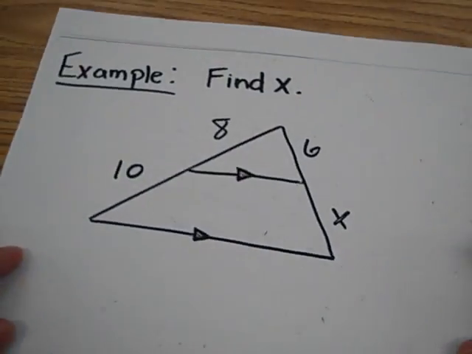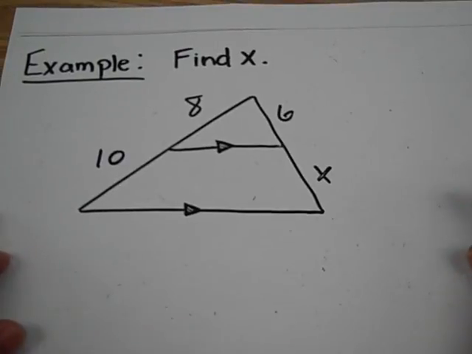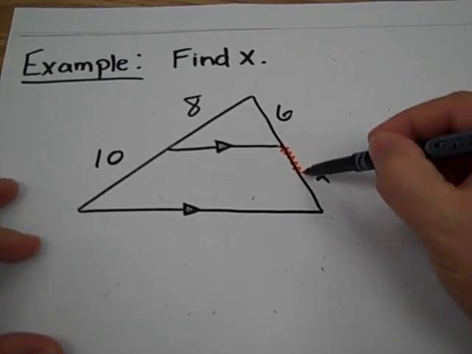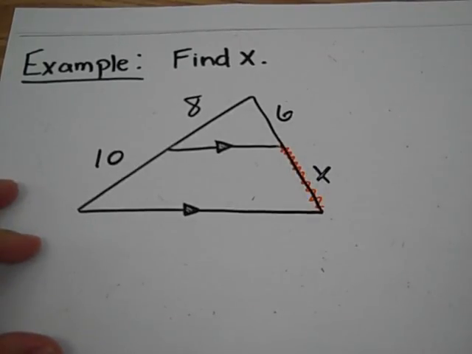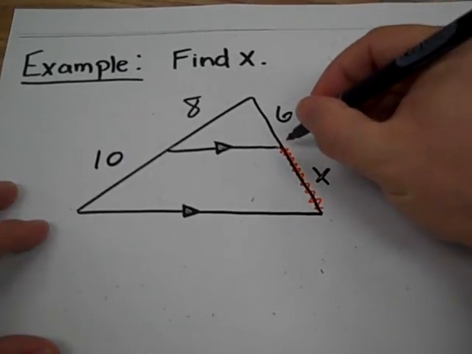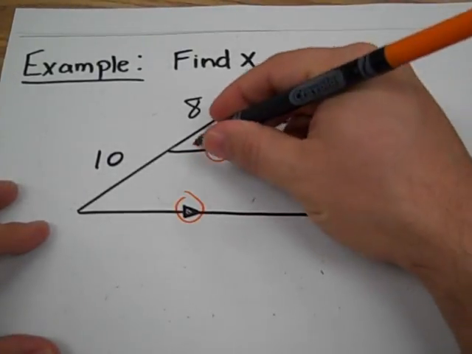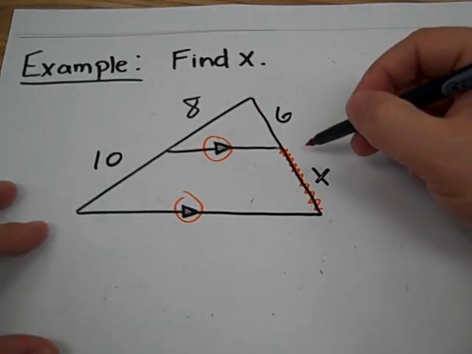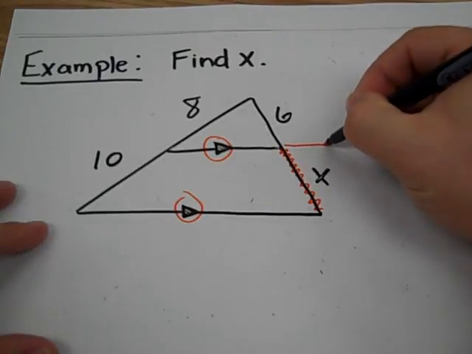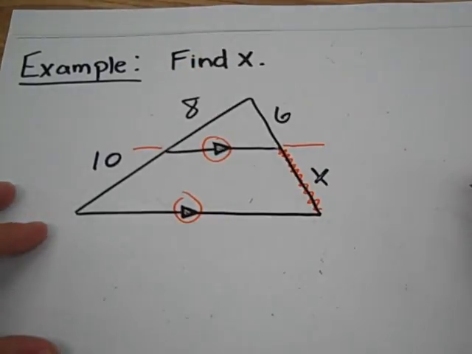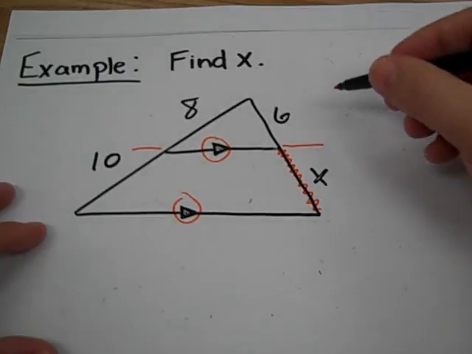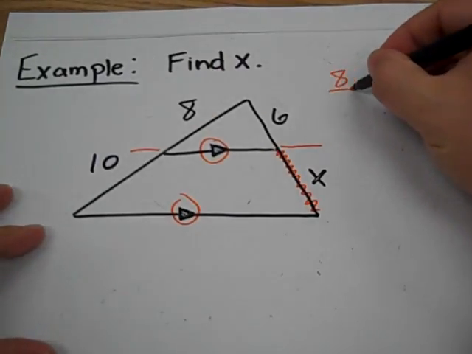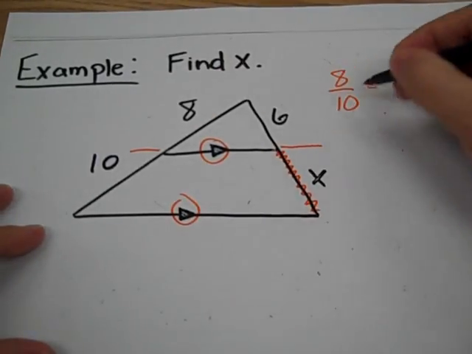So let's do a couple examples using these proportions. And again, I told you this is going to help us find a missing piece. So we're looking for this piece right here. We want to know how long it is. And I also mentioned that this parallel line in the middle that's parallel to this side is going to kind of create a natural fraction bar if we extend it on both sides. So I can write a ratio here to find x. 8 over 10 equals 6 over x.